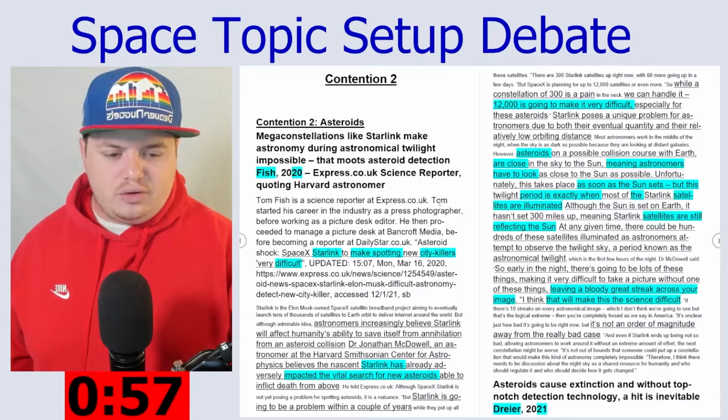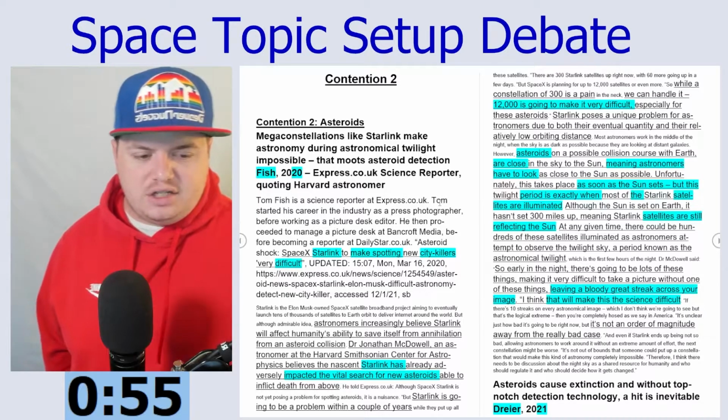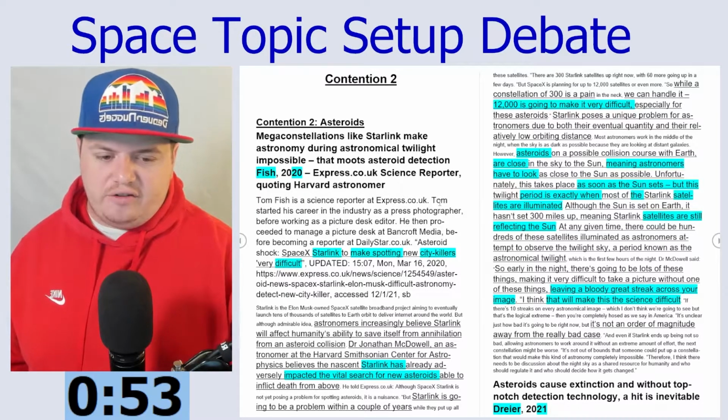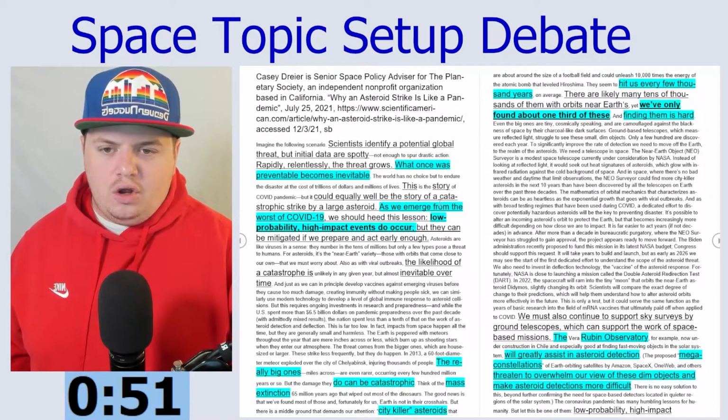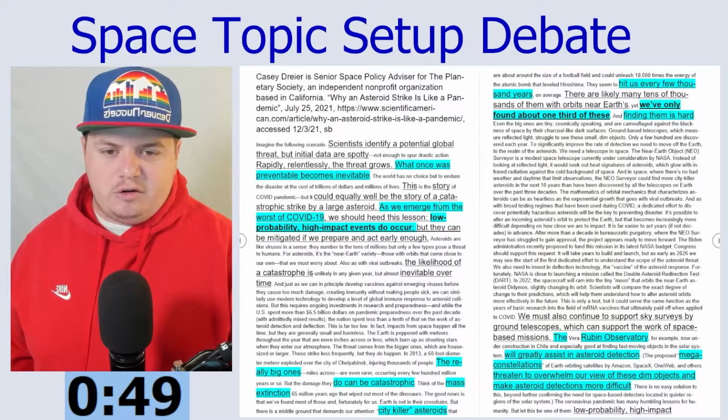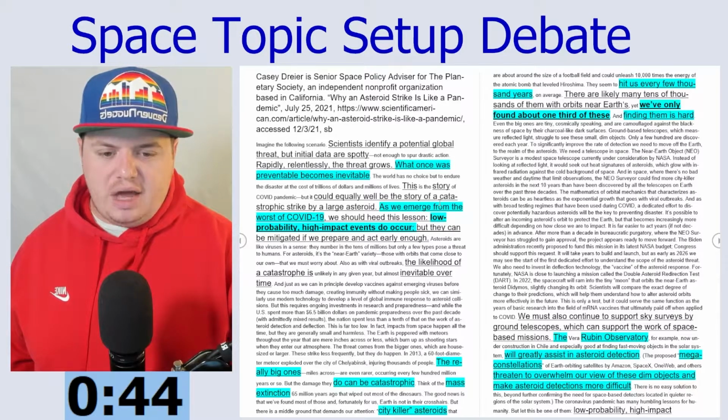And asteroids cause extinction, and without top-notch detection technology, a hit is inevitable. Dreyer, '21: What once was preventable becomes inevitable. As we emerge from the worst of COVID-19, low probability, high impact events do occur.